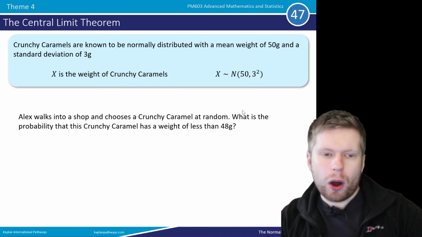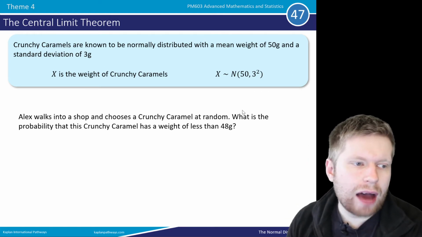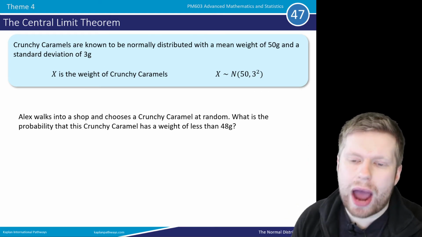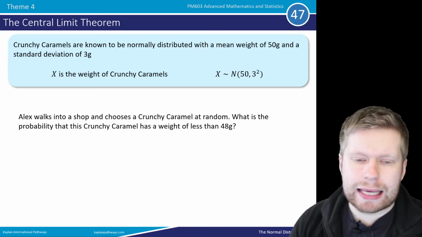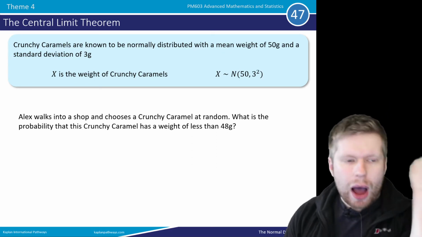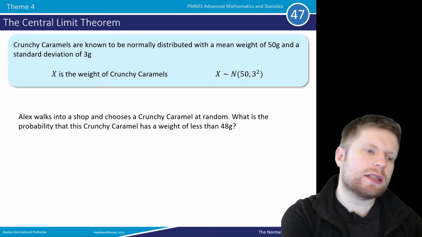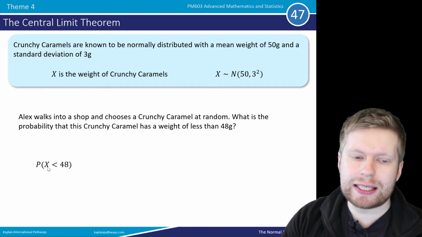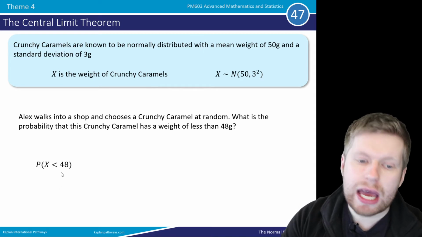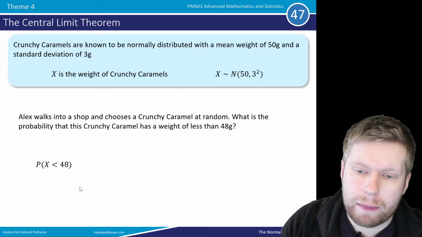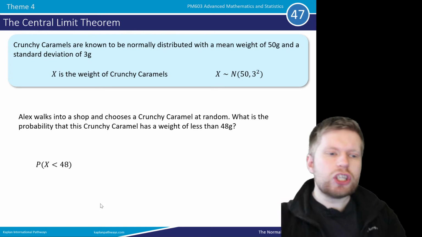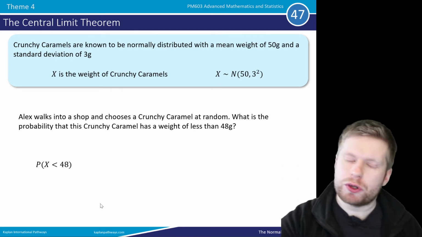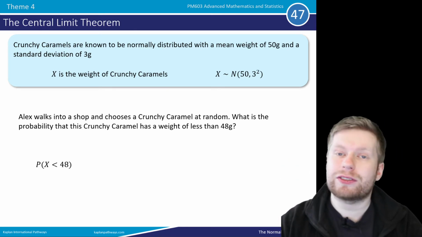Now, let's suppose that I walk into a shop and I choose a crunchy caramel at random. What is the probability that this crunchy caramel that I pick has a weight of less than 48 grams? So effectively what I'm asking here is what is the probability that x, which is the weight of our crunchy caramels, is less than 48 grams, okay? Well, this is just a standard normal distribution question which we've done before in the last video, okay?